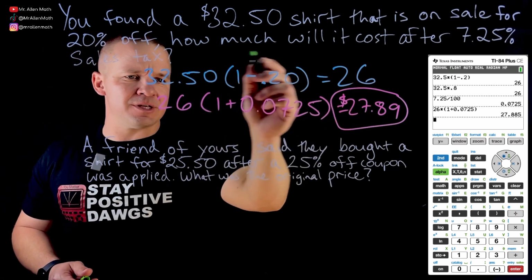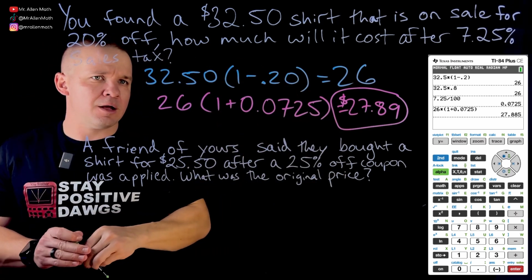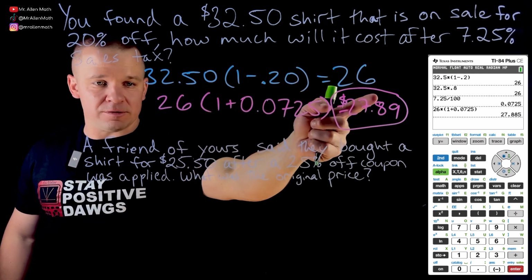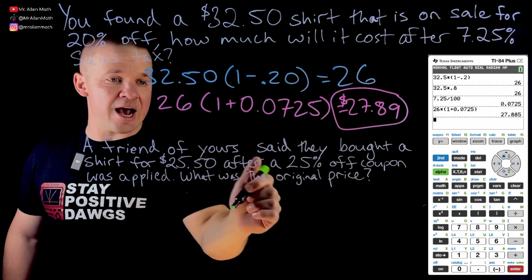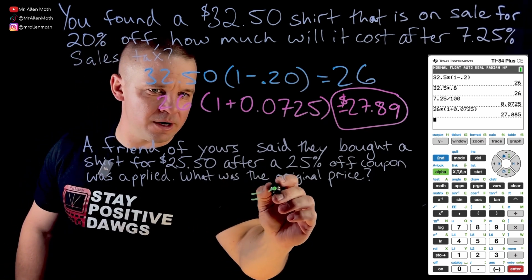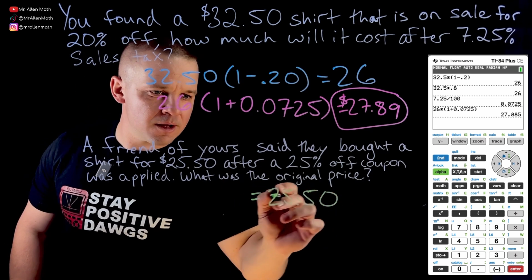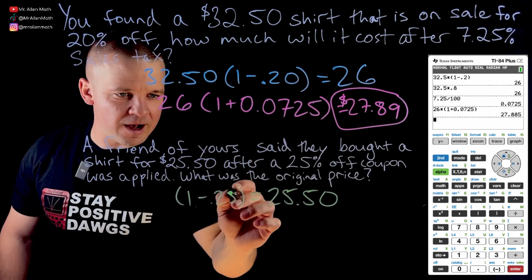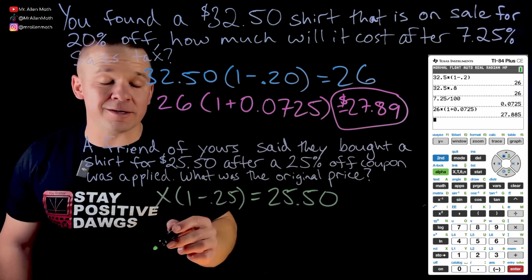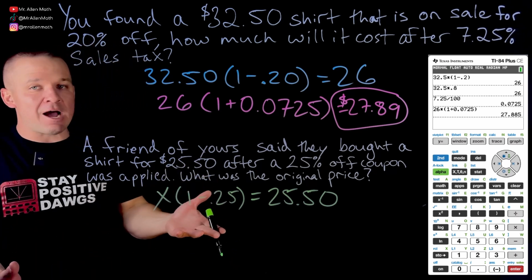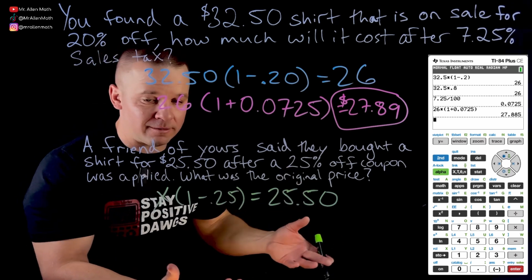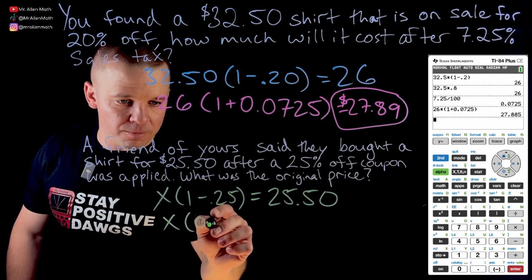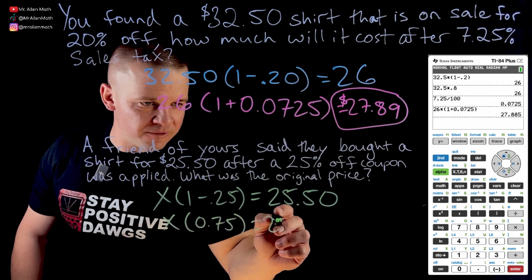Well, you can actually use the same sort of formula here. Check it out. This right here was my before the discount price. This was my after the discount. This is the after the discount. So could I throw this right over here, $25.50? And I know that it was a 25% discount, so 1 minus 0.25. And what I want here is the original price. I'll call that X. And now I have this lovely equation here that I can solve. 1 minus 0.25, that is 0.75, 0.75 equals $25.50.